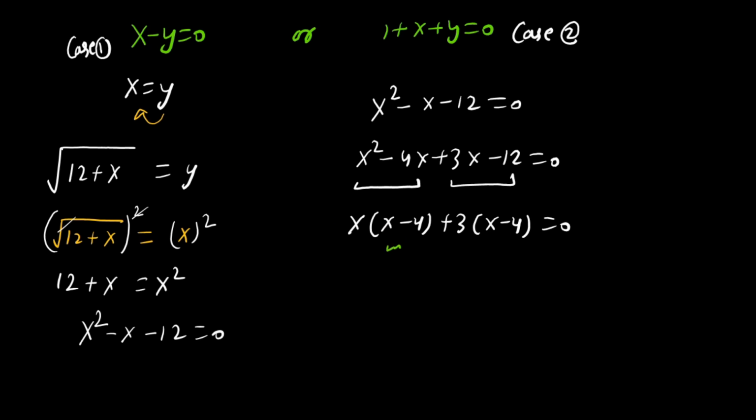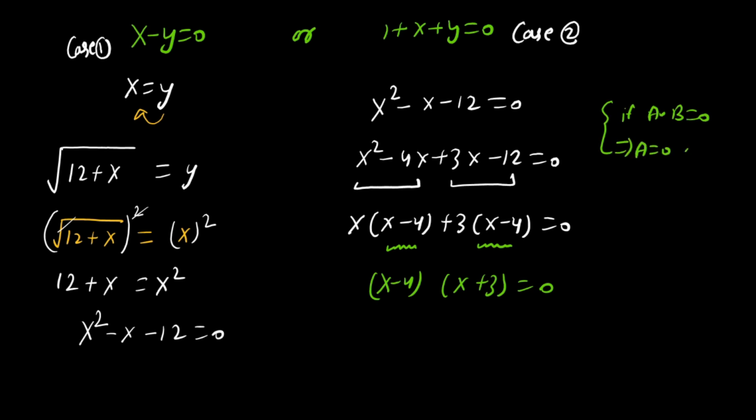Then x minus 4 is common. If we take x minus 4 common, then x plus 3 is equal to 0. Here we will apply again this rule: if a into b is equal to 0, this implies a is equal to 0 or b is equal to 0. Then here x minus 4 is equal to 0 or x plus 3 is equal to 0. Then here x is equal to 4 and here x is equal to minus 3.